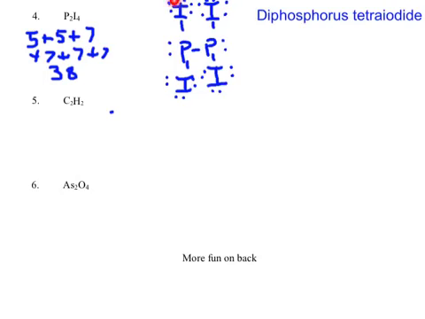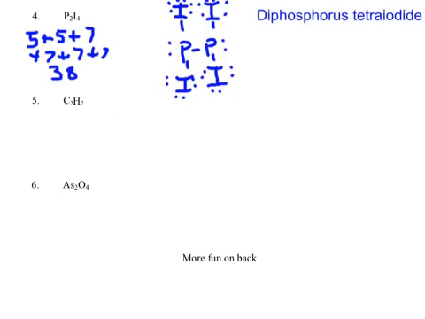You look, everybody's got a pair of electrons on all 4 sides. So I didn't have to resort to any double bonds. So there's my diphosphorus tetraiodide molecule. Not as hard as it looked like it would be. Oh, I've got a stray mark I need to erase. Hang on a second here.